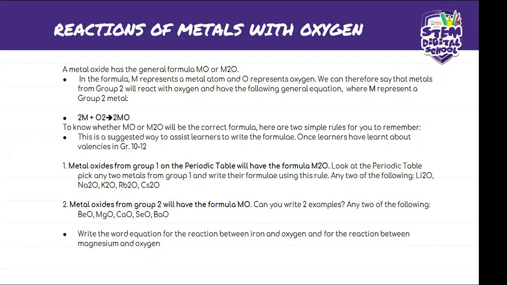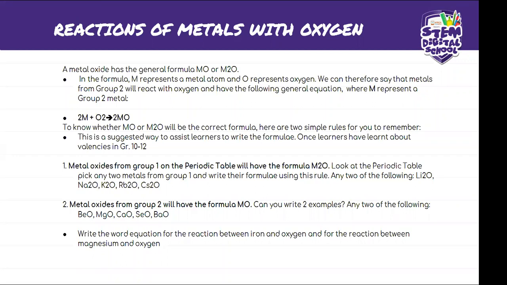All right. In group 2, if you look at your periodic table, we have magnesium, beryllium, and calcium. If a group 2 metal reacts with oxygen, the formula will be MO.